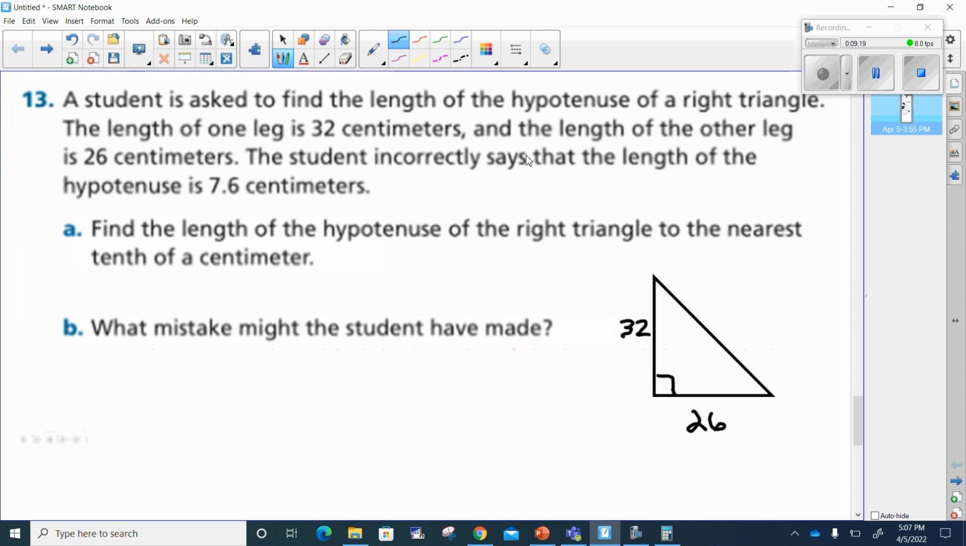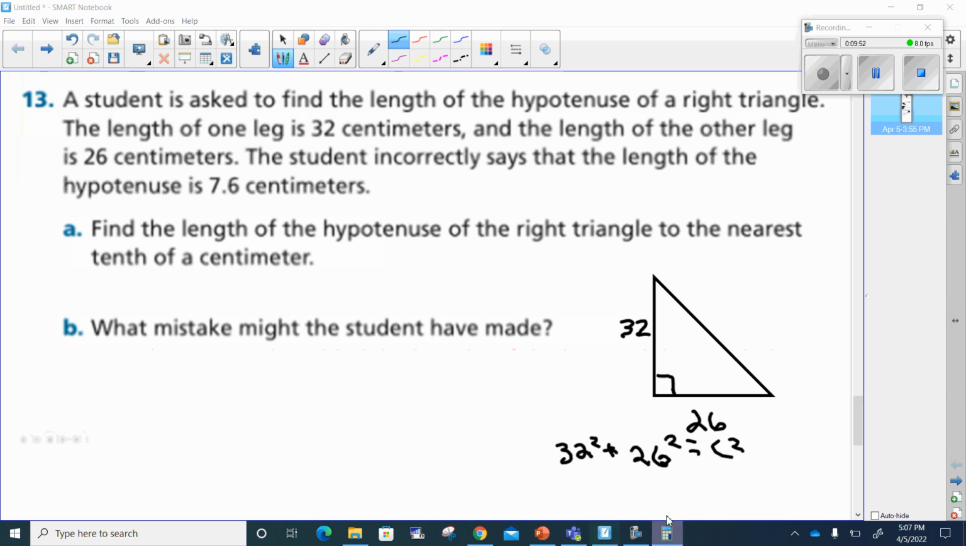Student incorrectly says that the length of the hypotenuse is 7.1. She thinks this is 7.1 centimeters. Find the length of the hypotenuse of the right triangle to the nearest tenth. So let's solve this first. We know we've got 32 squared plus 26 squared has to equal c squared.